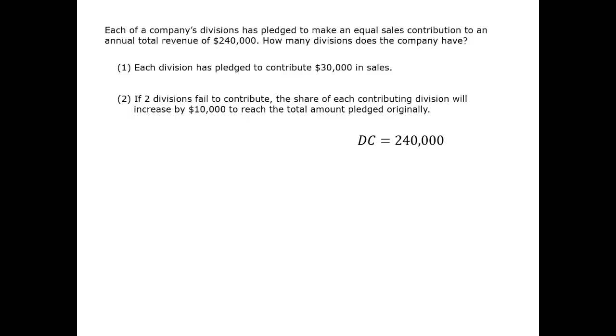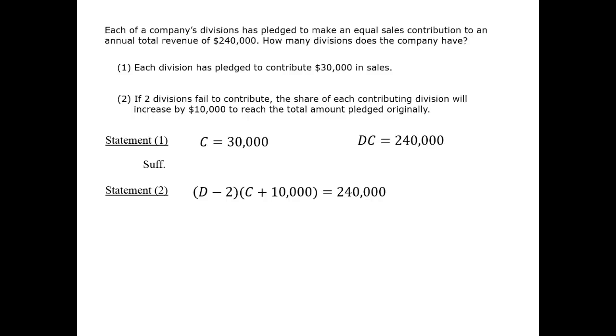Let's move on to the data statements, separately first. Statement 1 tells us the value of C. It's 30,000. Therefore, we can solve for D by substitution. Statement 1 is sufficient. Statement 2 tells us a somewhat more complicated equation.